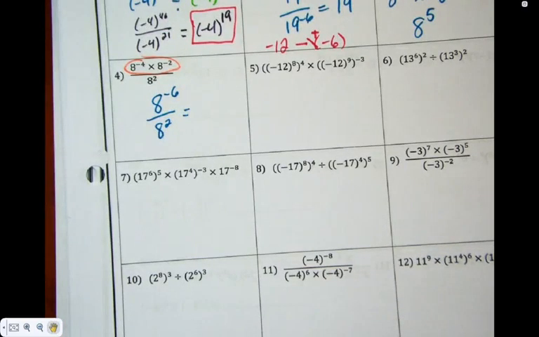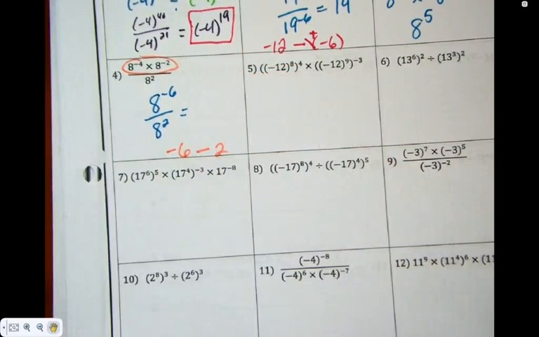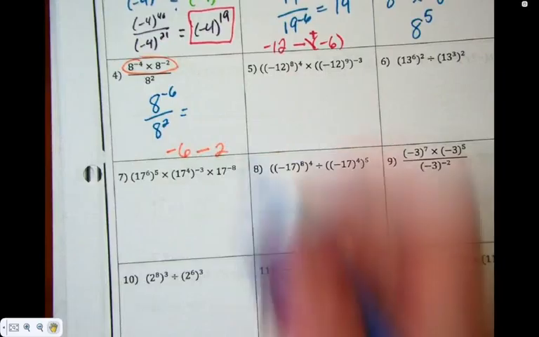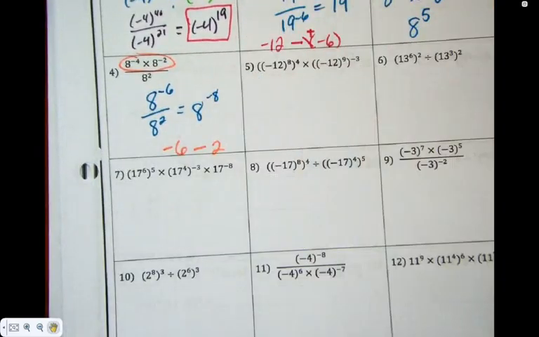Again, with the subtraction, you might want to write it out, because for visual people, if you see it, it's a little bit easier. We're doing negative 6 minus 2. Negative 6 minus 2 gives us negative 8.